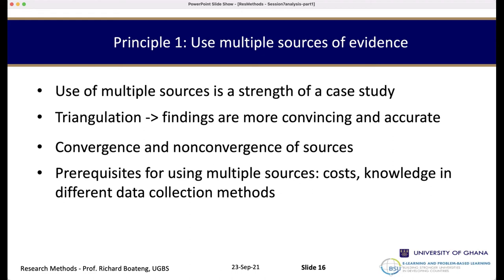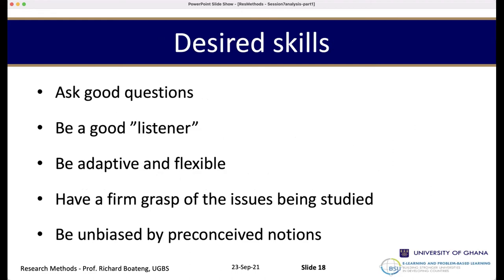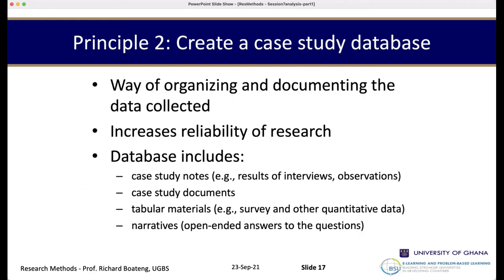Principle two. Oh, sorry. Create a case study database. We mentioned that one. It is a way of organizing the documented data collected, which increases the reliability of your research. So in the case study database, you are going to have your notes, your study documents, tabular materials, narratives, and open and closed-ended answers to the questions.